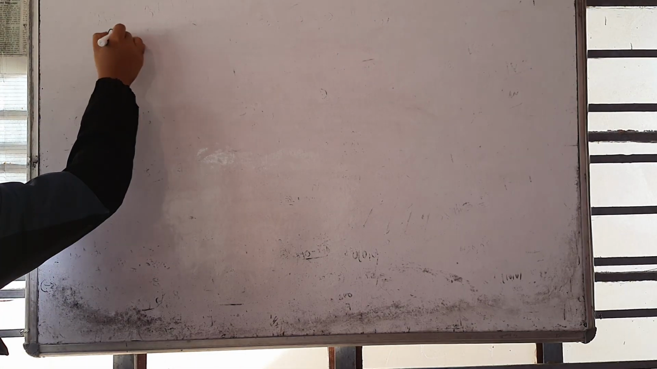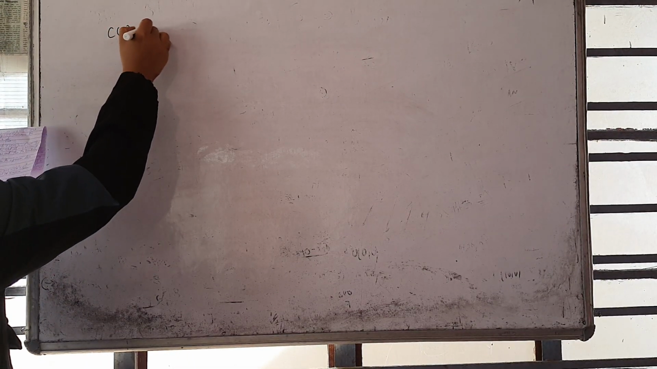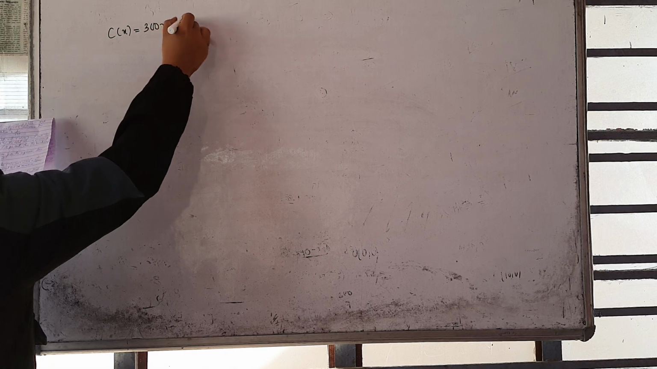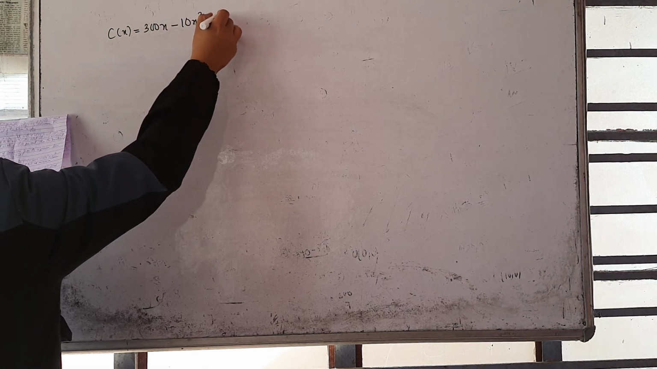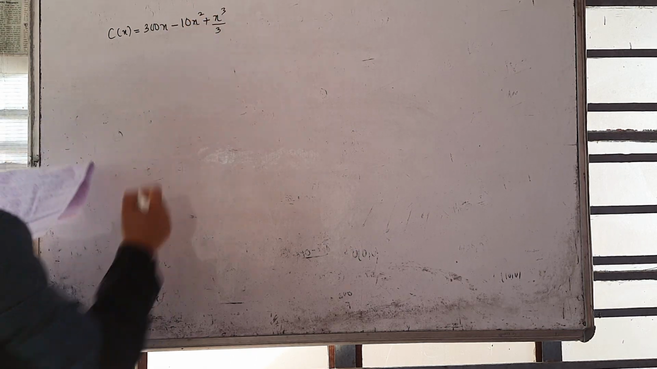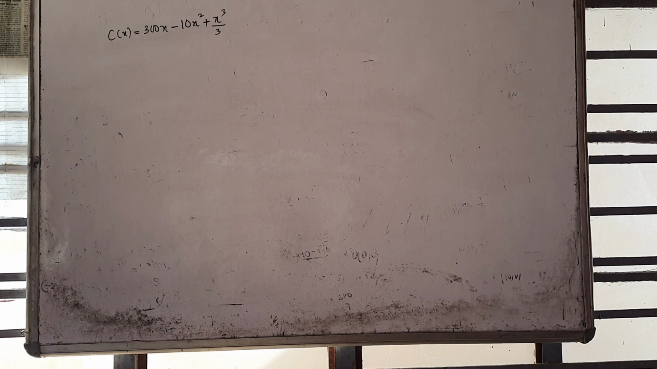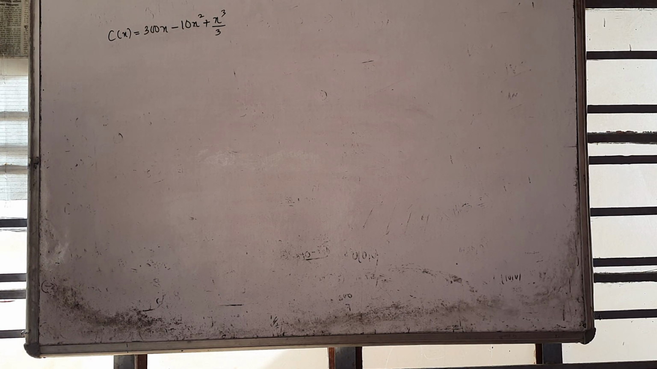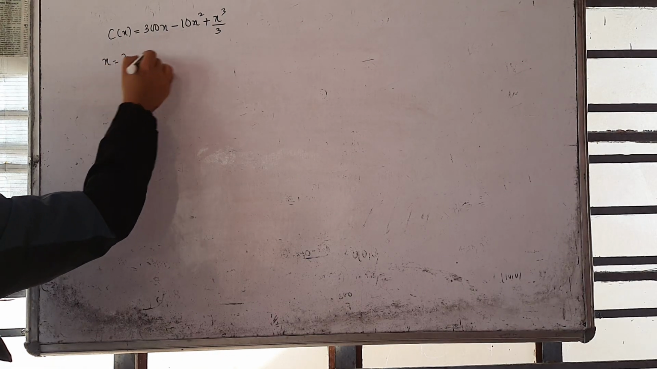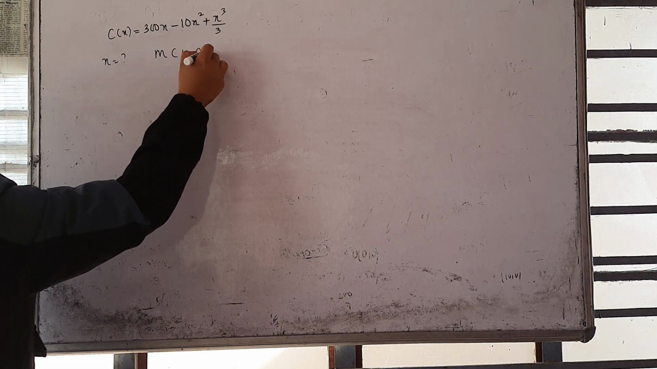What is given is, let the cost function of a firm be C(x) is equal to 300x minus 10x square plus x cubed by 3. Now listen to the question, everyone. Calculate the output. What does output mean? Output x. They are telling us to find the value of x at which the marginal cost is minimum. So this is a question on maxima and minima.